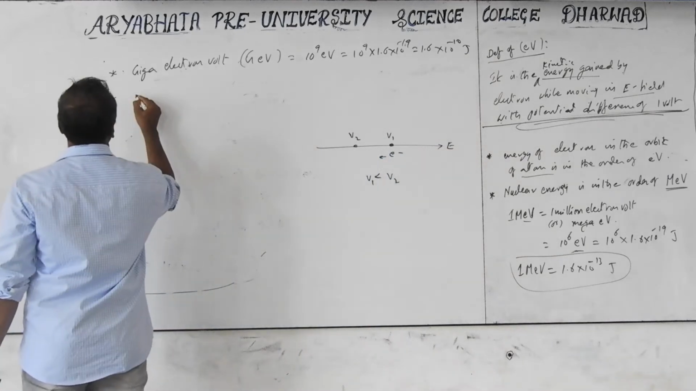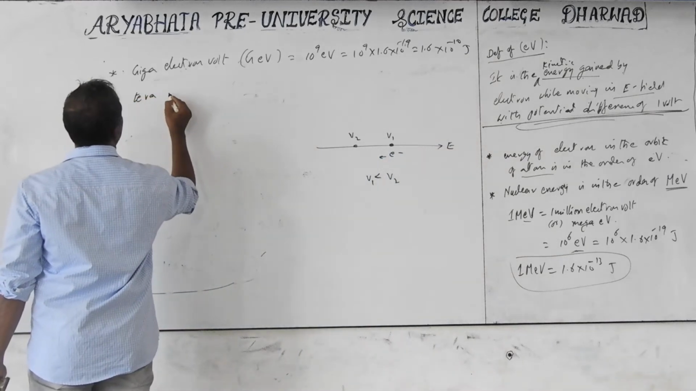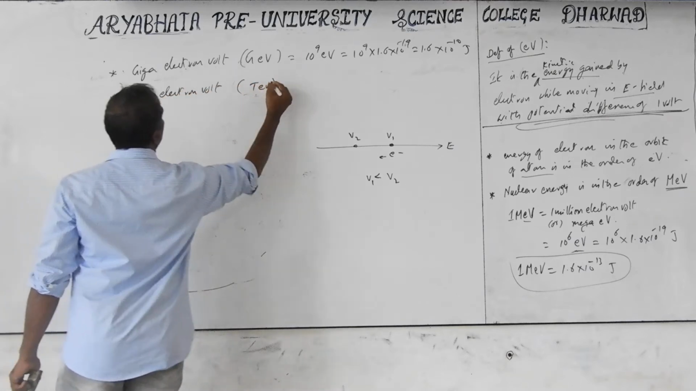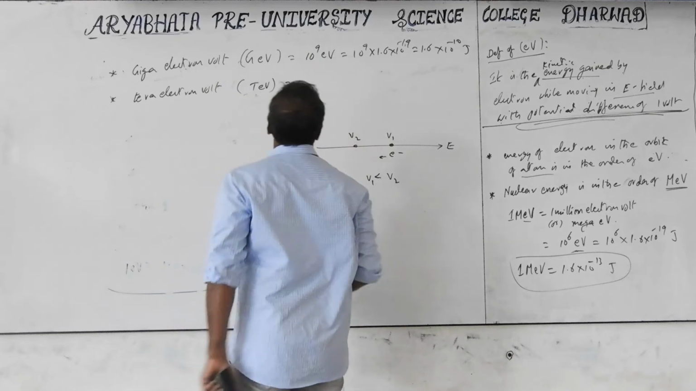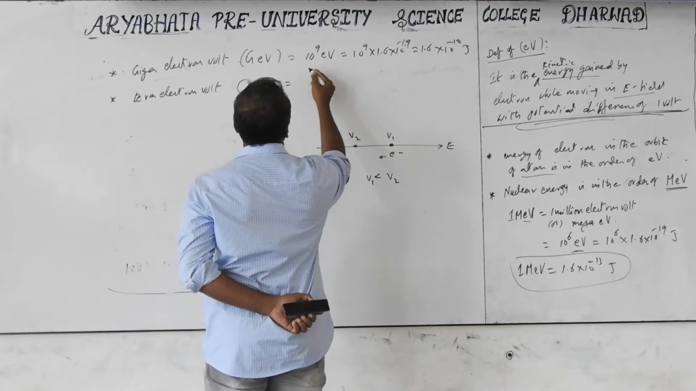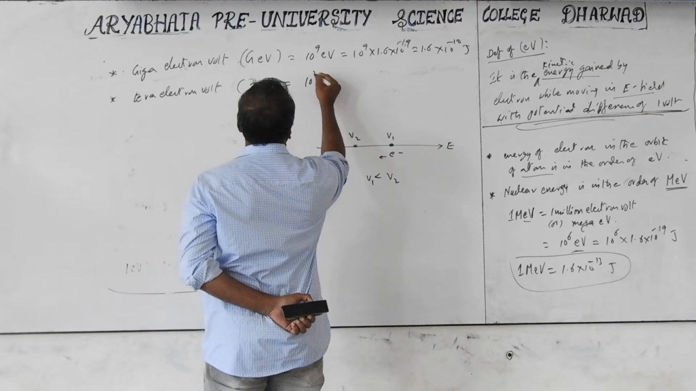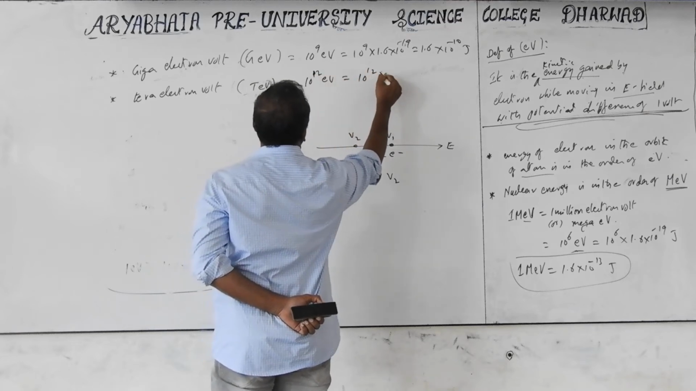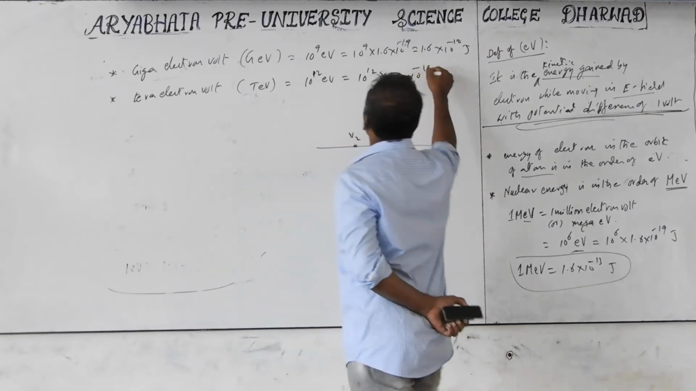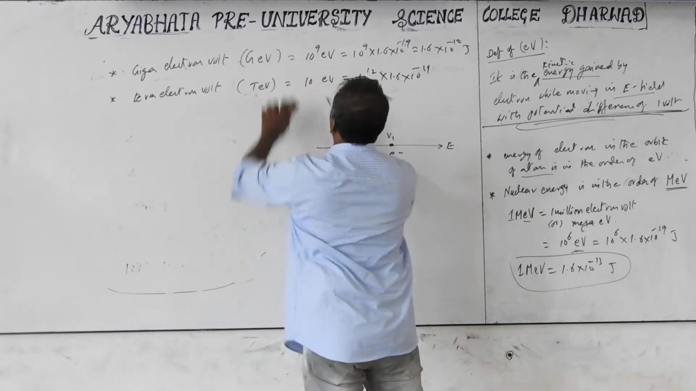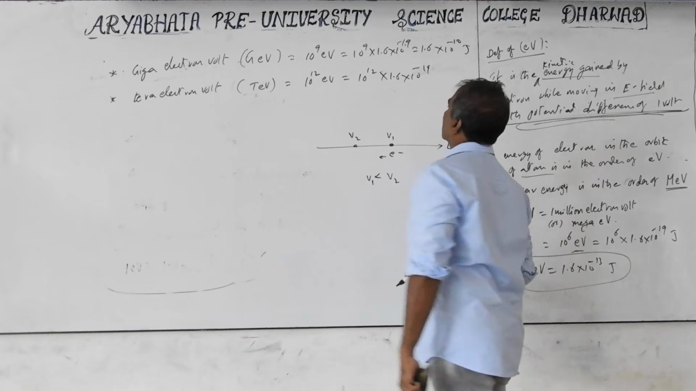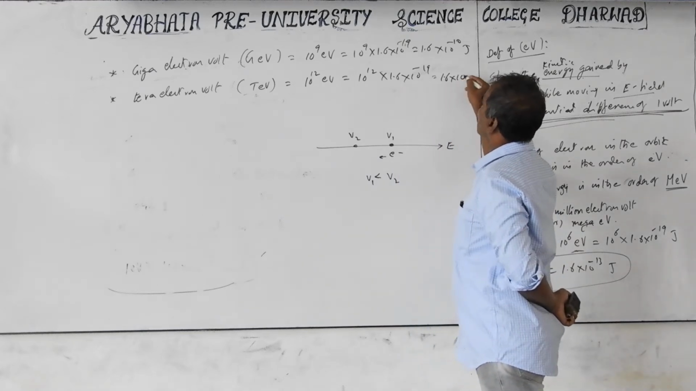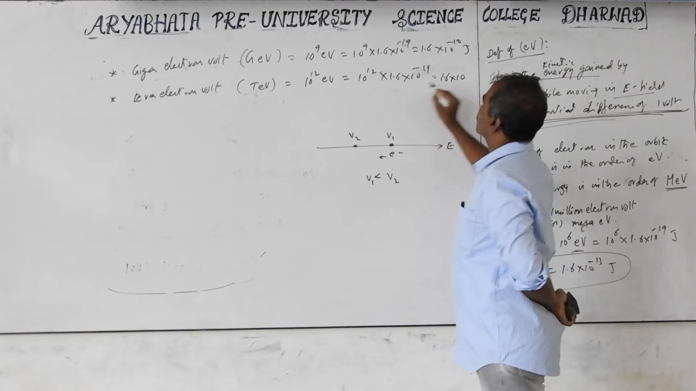Next is tera electron volts. The power increases by 3 again, 10 to the power of 9 plus 3 is 12. So 10 to the power of 12 electron volts. It is 10 to the power of 12 into 1.6 into 10 to the power of minus 19 joules. This is going to be 1.6 into 10 to the power of minus 7 joules.